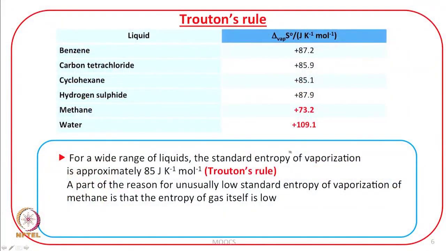Whereas, if we take a look at the value for water, you see the water value is about 109.1 joules per Kelvin per mole. This is much higher than 85, and the reason for this is that in liquid water there is an extensive hydrogen bonded network, and therefore, when liquid water is converted to water vapor, that hydrogen bonding is broken and a large amount of disorder is generated. That is why for water the value is 109, much more than what is predicted by Trouton's rule.